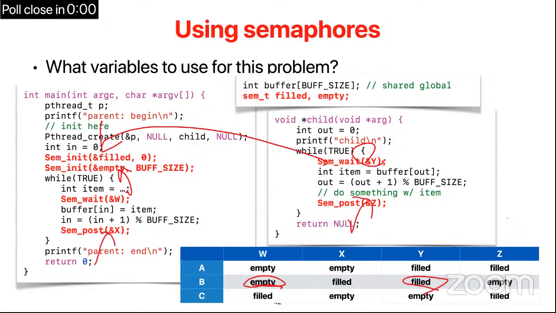For the producer, when some data has been put into the buffer, we can set the semaphore to filled. The same logic applies to the consumer too. When we have used the data in the buffer, we can set the semaphore to empty.